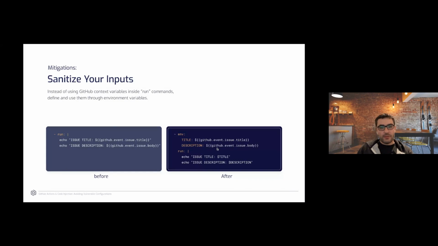The second mitigation is to sanitize the inputs. So in our example, instead of using the issue title and body inside the run script, we could define them previously as an environment variable and use that variable in the script. With this method, even if the attacker inserted malicious code into the title or description, it won't run, and it will be treated as text.